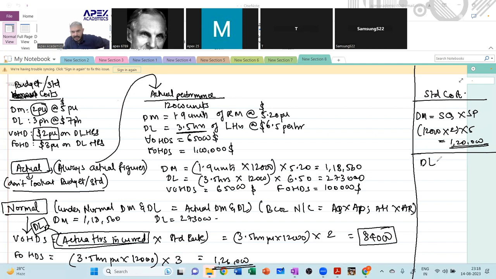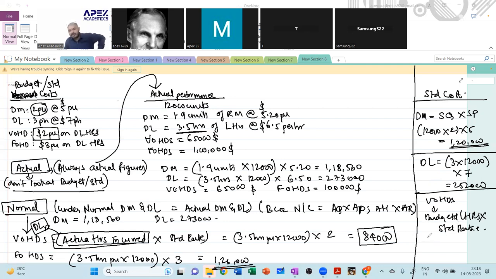Then let's look at direct labor. Direct labor takes 3 hours per unit, for 12,000 units, at the rate of 7. This will be 252,000. Next, we go to variable overheads. They are going to be the budgeted direct labor hours multiplied by the standard rate. What are the direct labor hours? They are nothing but 3 multiplied by 12,000 multiplied by what is your standard rate?